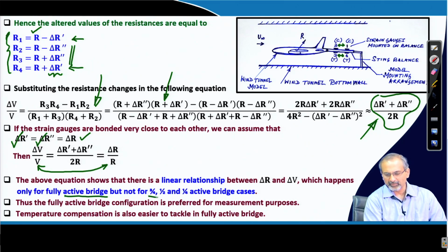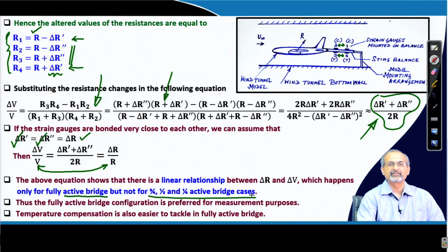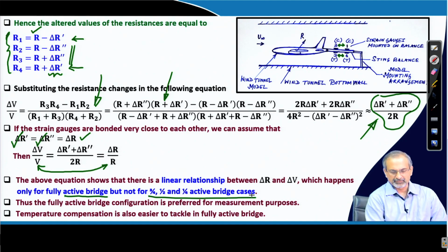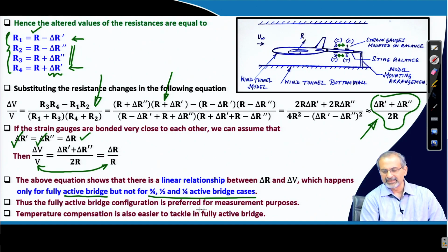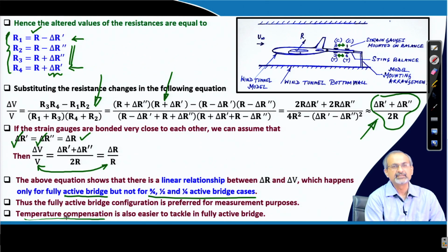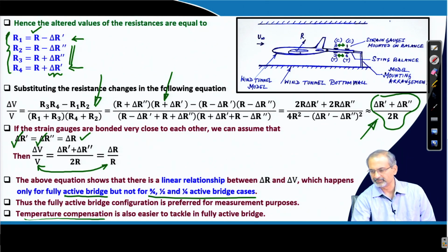It is not going to happen if you operate at 3/4, half or quarter active bridges. Thus, the fully active bridge configuration is the preferred one for measurement purposes. Additionally, we find that there is temperature dependence of resistance. Now, if all of them are active, even temperature compensation is easier to do in such a bridge.